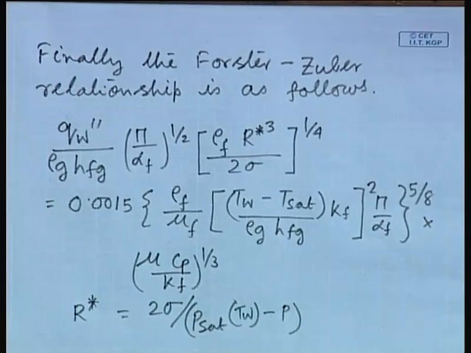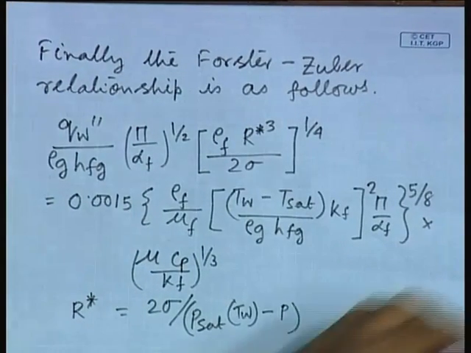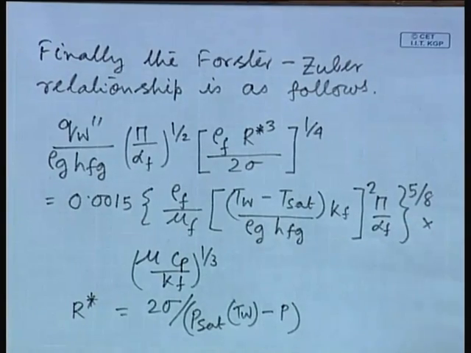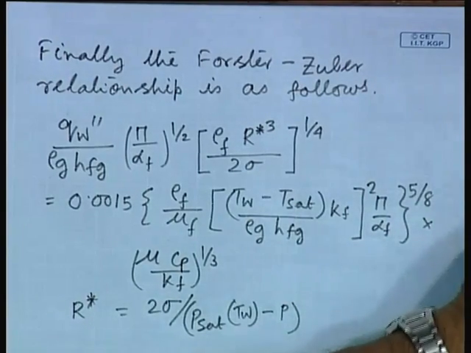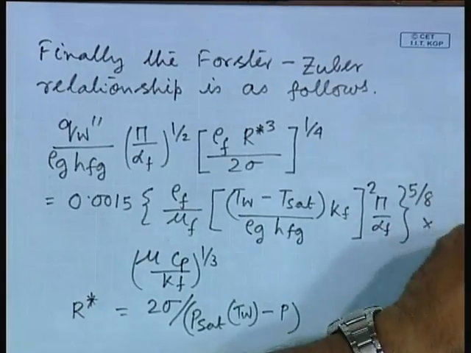Okay. So, this is a very lengthy correlation, but well, it is comparable to the previous correlation which we have got due to Rosenow. There are a few differences. First difference is that here in the Rosenow correlation, if you remember, there was a term called CSF. Now, that term CSF, this is your Rosenow correlation.